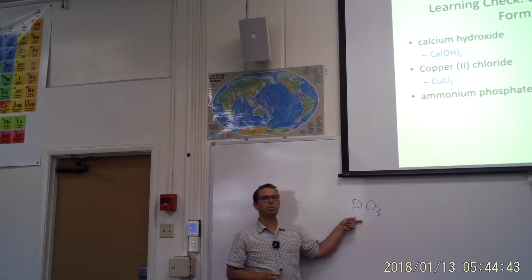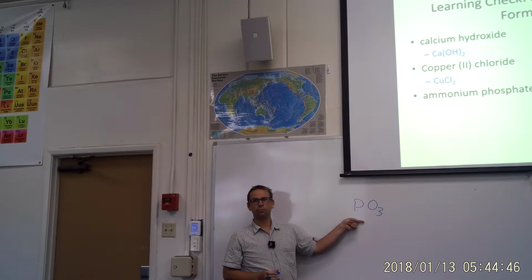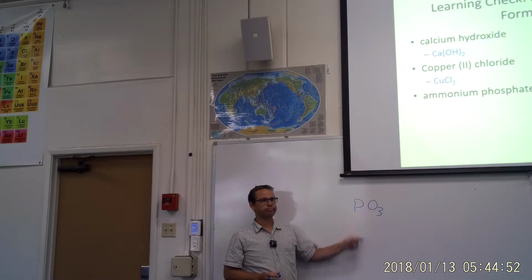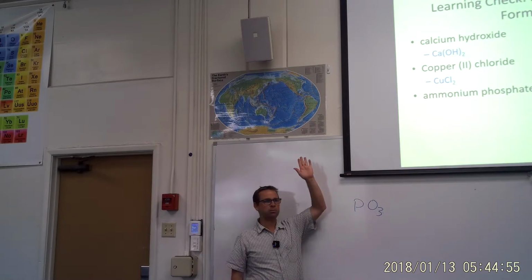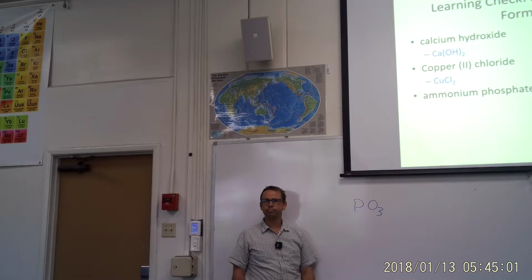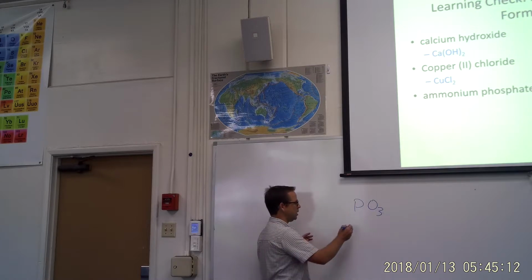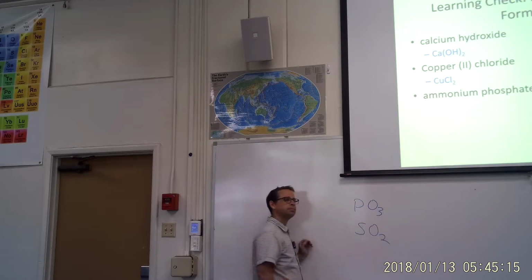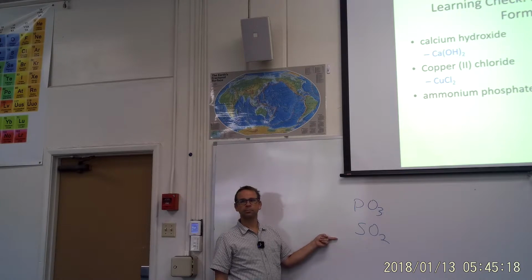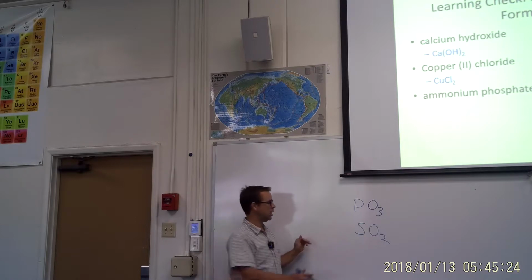All right, so what's the name of this compound here? Phosphorus trioxide. All right, anybody want to talk about that one? Why did we use the tri this time? Because it's not an ionic compound, is that what you said? That's right, it is a molecular compound. It's made of all non-metals. Okay, how about this one here? Sulfur dioxide.